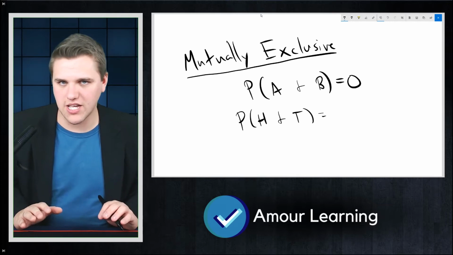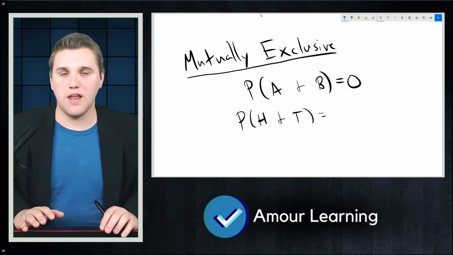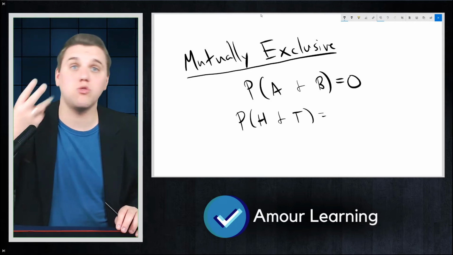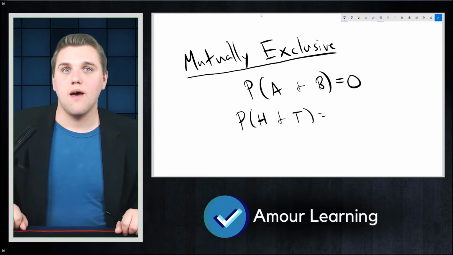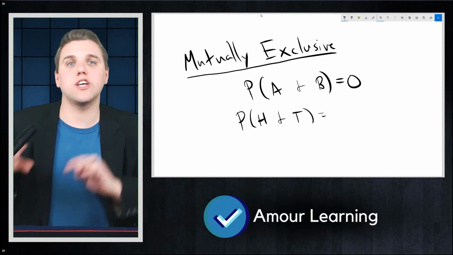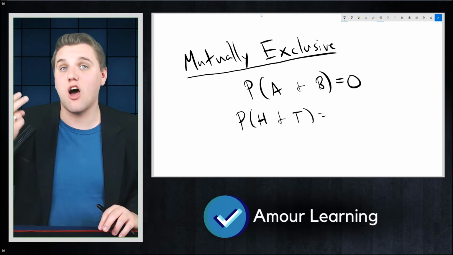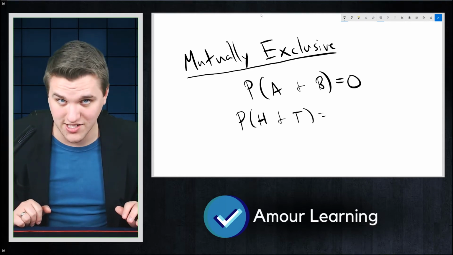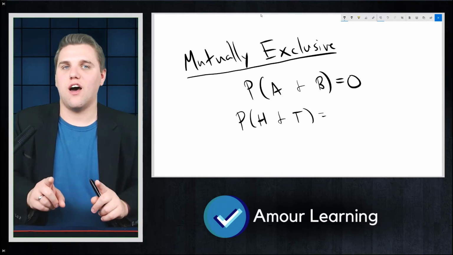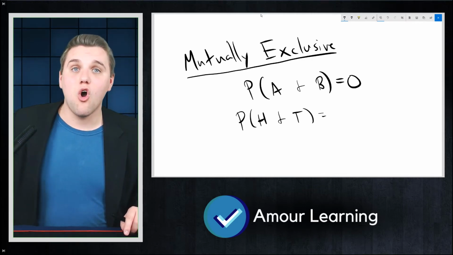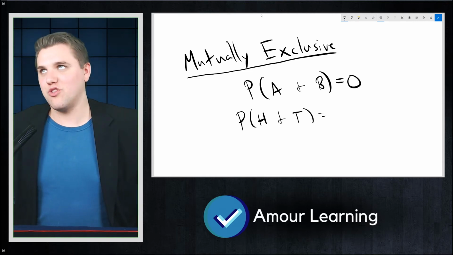Now, in some cases, it's possible for neither event to happen. For example, rolling a die. You could roll a 1, a 2, 3, 4, 5, or 6. But rolling a 2 and rolling a 3 are mutually exclusive events. You cannot roll a 2 and a 3 simultaneously. However, you could possibly not roll a 2 or a 3. You might roll a 1.